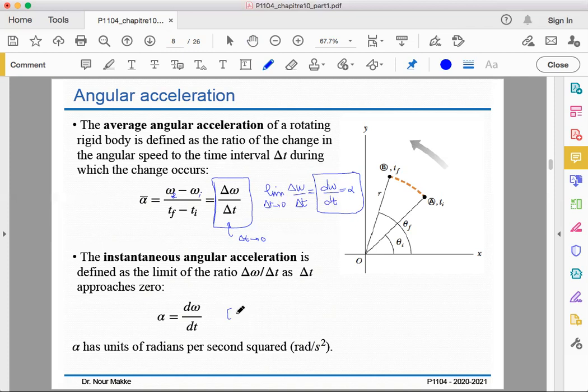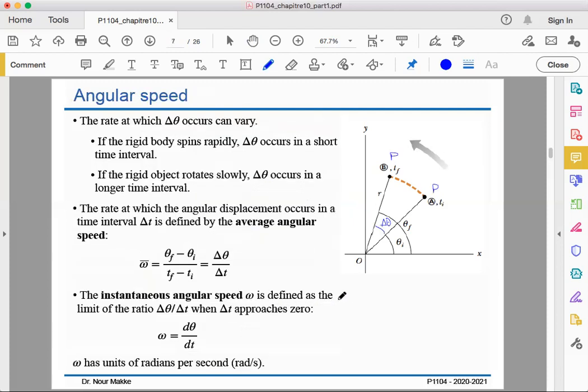And again, the unit of alpha is given by the unit of omega divided by the unit of time t. So it's given by radian per second divided by second. So it is given by radian per second squared. And so this is it for the angular variables.